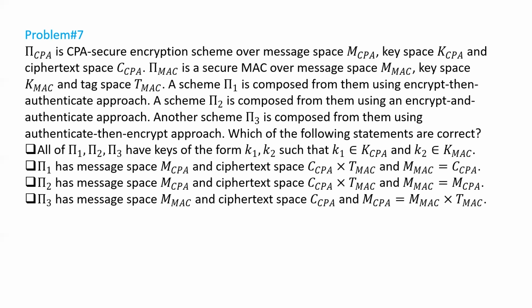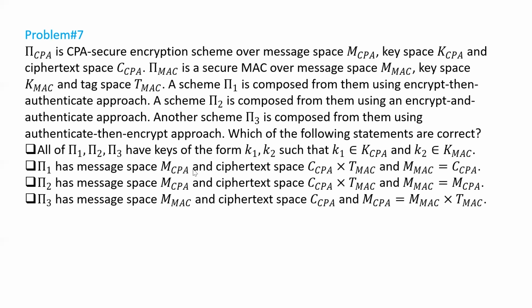About the next three options, you just note that Pi1 has message space MCPA, which is true because you are doing first encrypt, then authenticate in case of Pi1. So as you are doing first encrypt, the message space for the encryption scheme is the message space for Pi1 as well. So message space is MCPA.